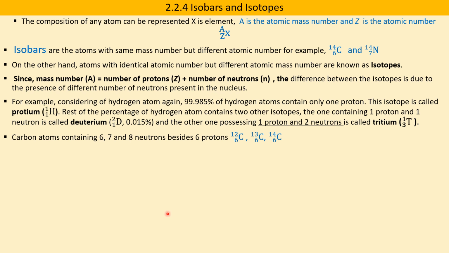Other examples of commonly occurring isotopes are carbon atoms containing 6, 7 and 8 neutrons. That is 12C6, 13C6 and 14C6. Another example is chlorine. Chlorine atoms contain 18 and 20 neutrons besides 17 protons. So it is 35Cl17 and 37Cl17.